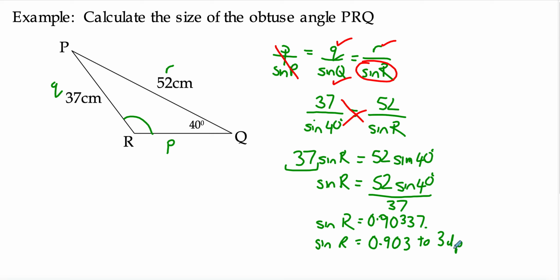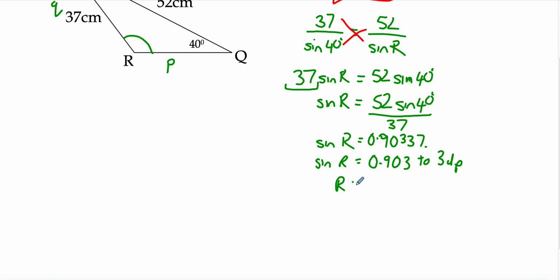Now this is the issue here, because normally you would just do inverse sine. If you do shift sine, inverse sine of 0.903, we get, so let's go ahead and do this, R equals inverse sine of 0.903, and our calculator tells us that it's 64.55, 64.6 degrees. However, the size of angle R clearly is not that, because we're told it's obtuse.